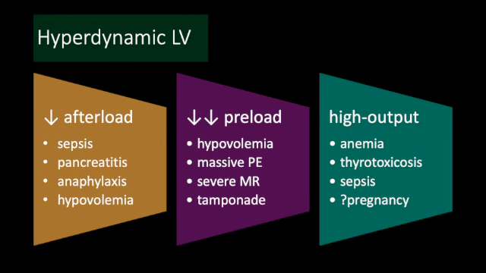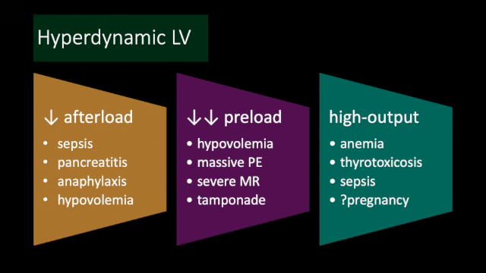So using each of those 3 scenarios I mentioned on the previous slide, we can talk about what some of the clinical scenarios might be that cause this. So a decreased afterload would be things like sepsis or hypovolemia, anaphylaxis or pancreatitis, where for whatever reason there's not much blood volume inside the vasculature because of third spacing, because of an actual hypovolemia, or because of some other process that decreases the pressure against which the heart is contracting.